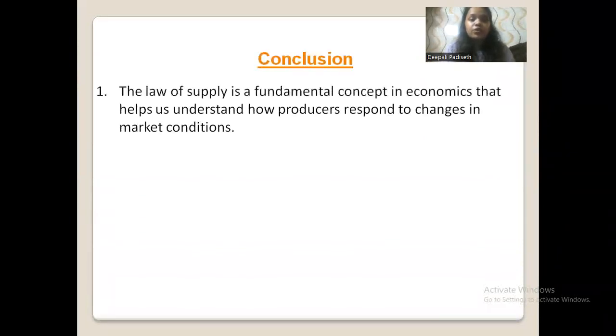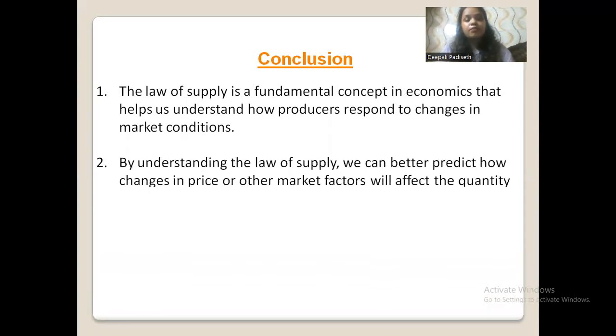So what do we conclude from that? The law of supply is a fundamental concept in economics that helps us understand how producers respond to changes in market conditions. If there are changes in market conditions, then there will be changes in the supply of goods. By understanding the law of supply, we can better predict how changes in price or other market factors will affect the quantity of a good supplied by producers. If there are any changes in price or any factors, then of course there will be changes in supply.